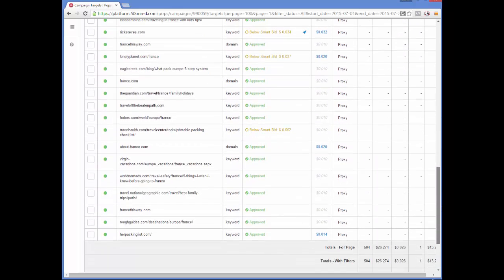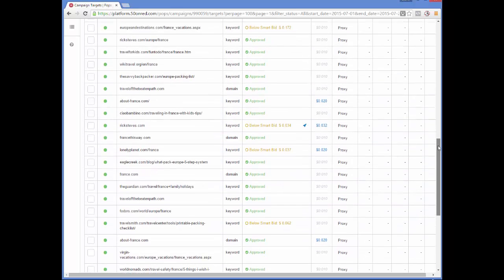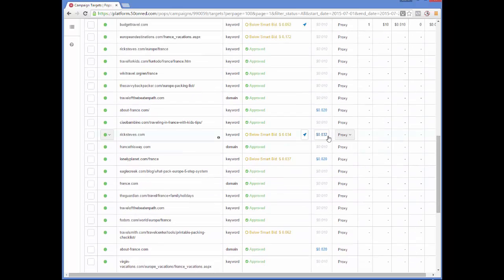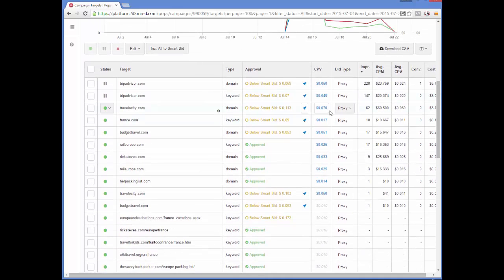So these others haven't received any traffic, so we may want to adjust our bidding. For example, this one, it's right now smart bid 6 cents and we're only at 1 cent. We'd want to increase our bid there to get some impressions. Same with these others. Rick Steves, which is funny, we haven't had any impressions there and we're really close to the smart bid, so we'd want to keep up with that smart bid. Whereas some of these others, we're getting quite a few impressions.